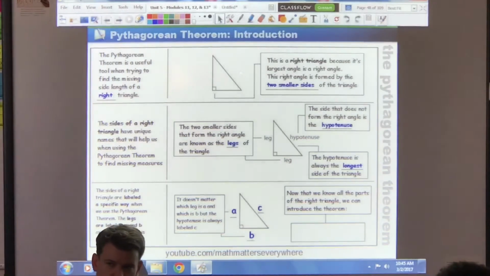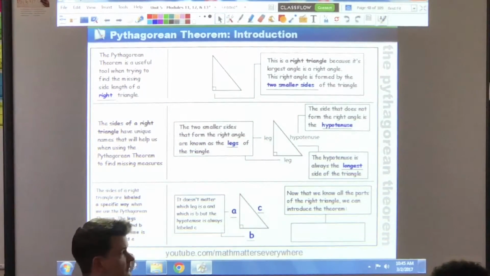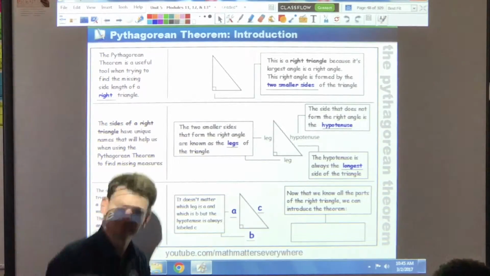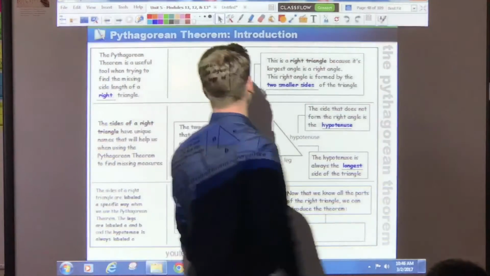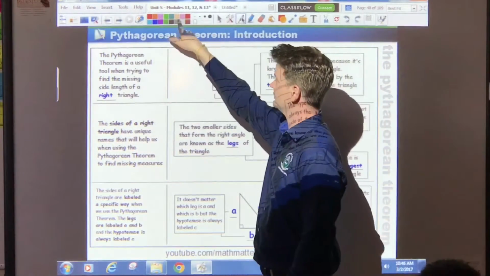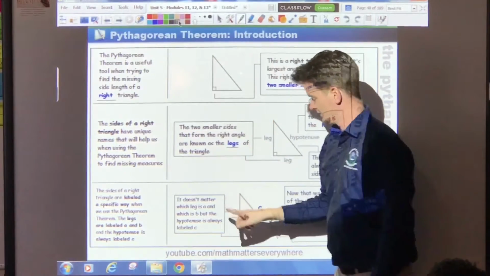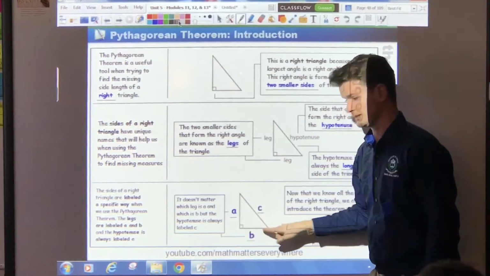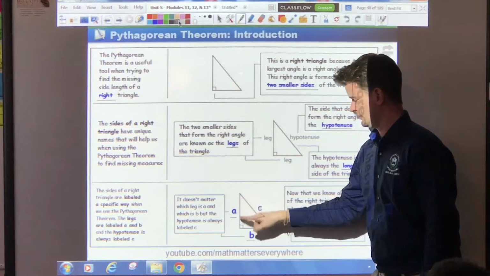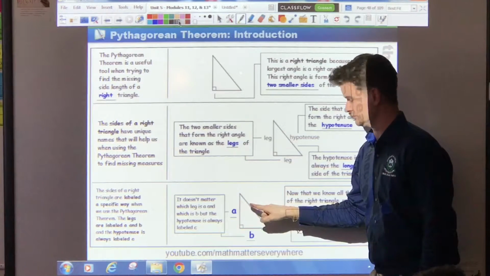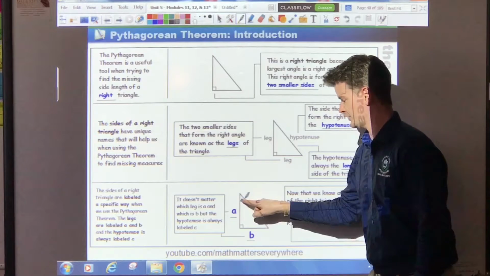Yes? About that rectangle, wouldn't they all be legs? No. Because they all form a right angle? They don't form a right angle, sir. Yes, they do. We're looking here. Actually, let's look closer. This side right here and this side, this vertex is a right angle. We agree. This side and this side right here, we're looking at C. Together, they do not form a right angle.